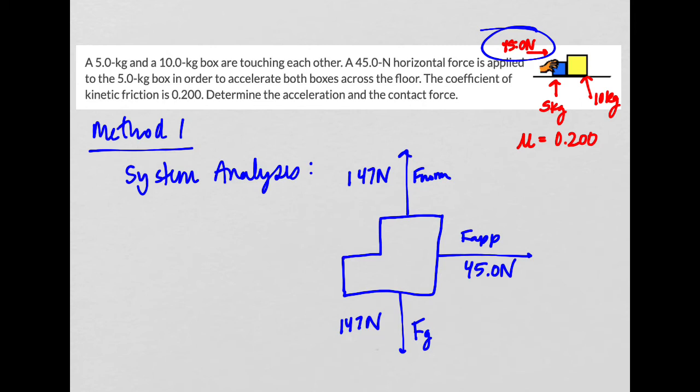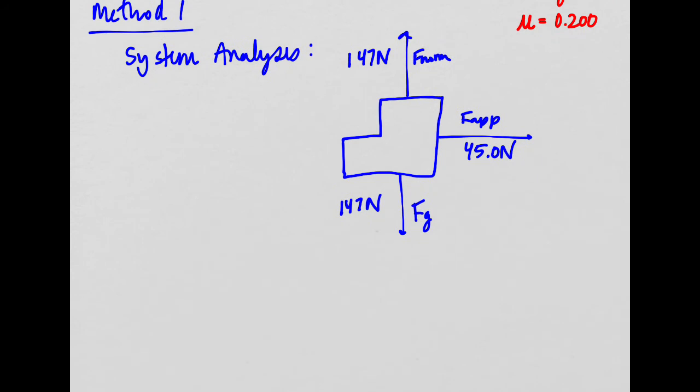All right, we have one more force, and we don't need to erase that. That is the friction force, which opposes the applied force. We do not know what the friction force is. So before we can do anything, we have to figure out what our friction force is, because we have to complete our free body diagram.